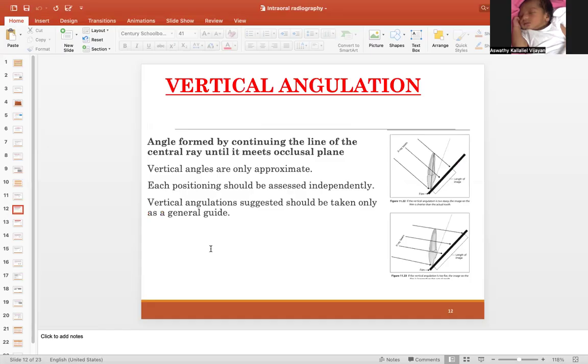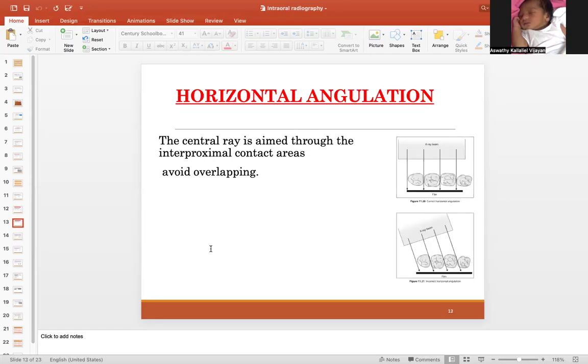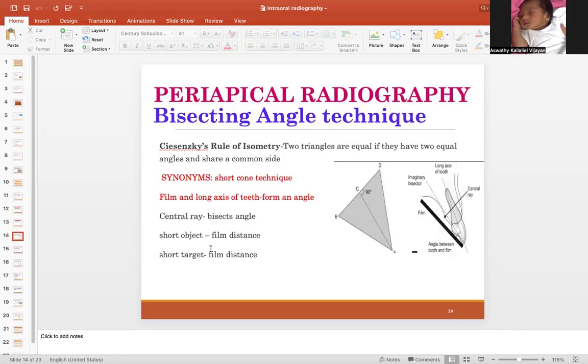Coming to the vertical angulation, vertical angles are only approximate. Each positioning should be assessed independently. Vertical angulation suggested should be taken only as a general guide. Horizontal angulation means the central ray is aimed through the interproximal contact areas to avoid any overlapping.